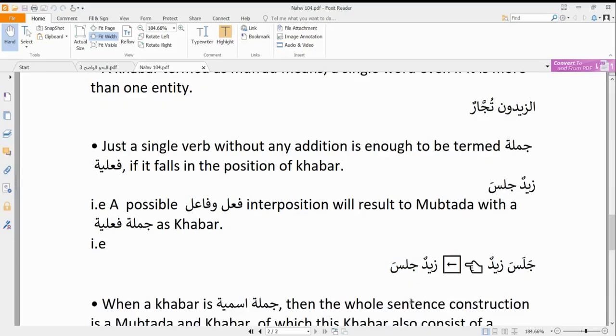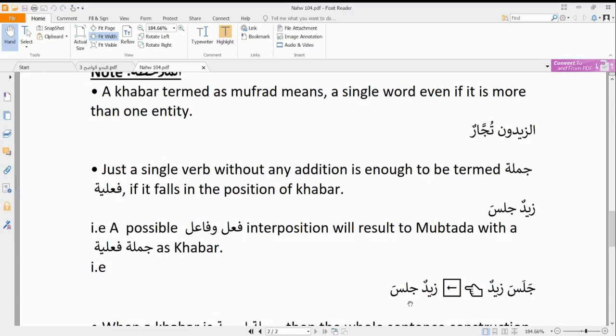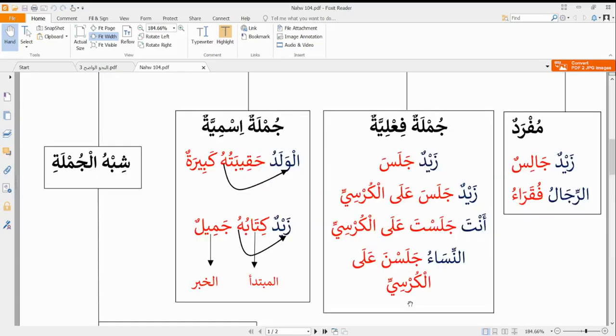So I hope this is clear, that we can have a Jumlatun fi'liya as khabar, and when we turn a fi'l and fa'il around, the fi'l becomes a Jumlatun fi'liya. So we can see that Zaid is now the beginning of the sentence, and Zaid is our mubtada, and jalasa ala al-kursiyi is a Jumlatun fi'liya, that is our khabar.